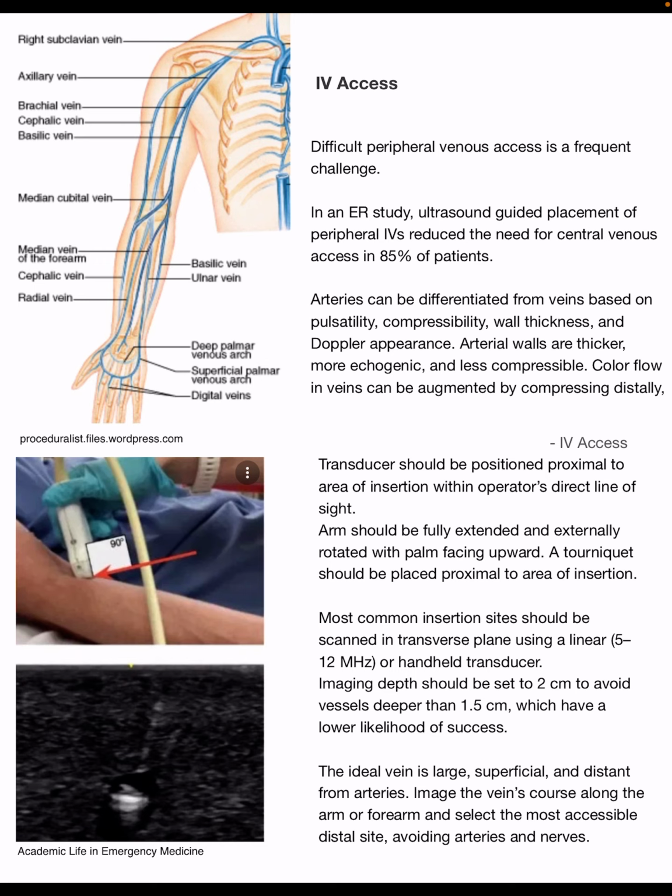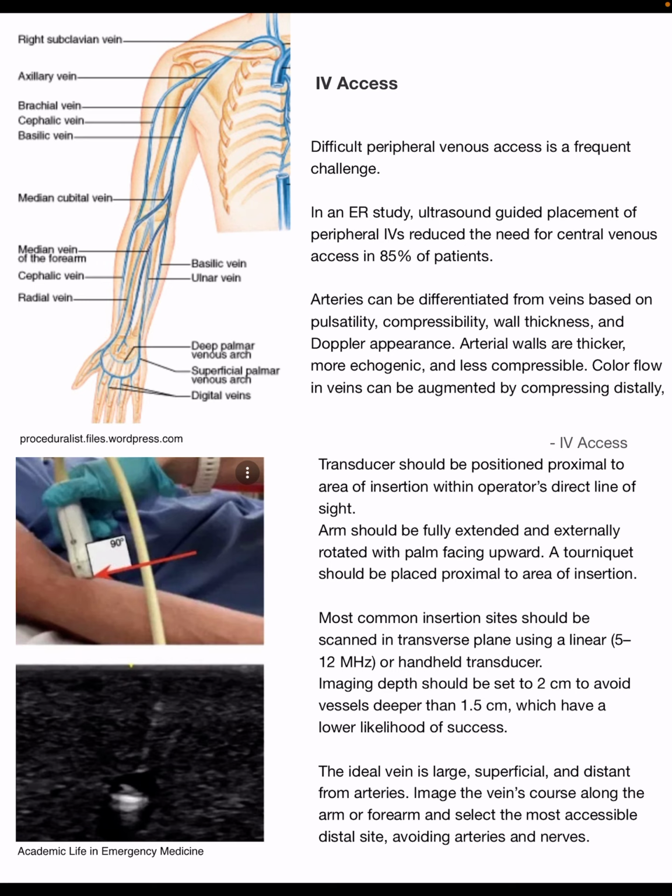The transducer should be positioned proximal to the area of insertion, within the operator's direct line of sight. The arm should be fully extended and externally rotated, with the palm facing upward. Tourniquet should be placed proximal to the area of insertion.